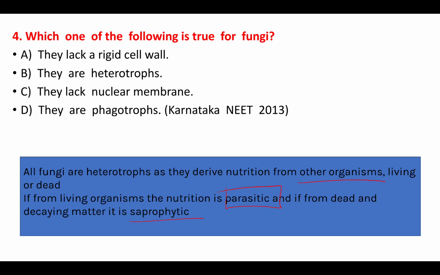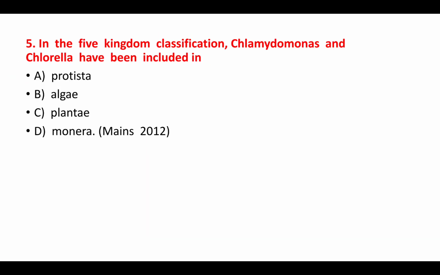Now, let us move on to the options. They lack rigid cell wall. See, it is false because fungal cell wall is made up of chitin. Right? They are heterotrophs. Yes, they are different modes of nutrition. This is true. They lack nuclear membrane. This is again false because fungi are eukaryotes. And they are phagotrophs they have mentioned here. No, they are not phagotrophs. So the only true statement for fungi is option B. They are heterotrophs.